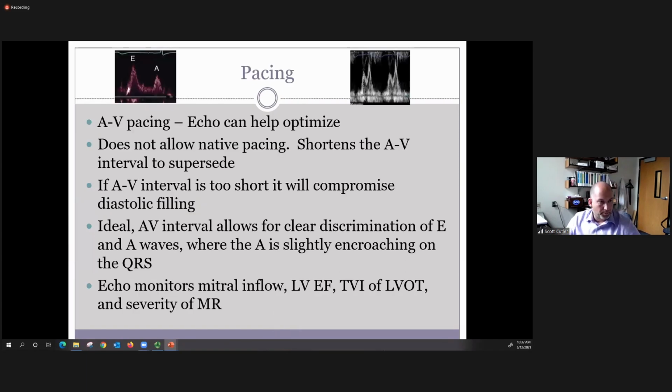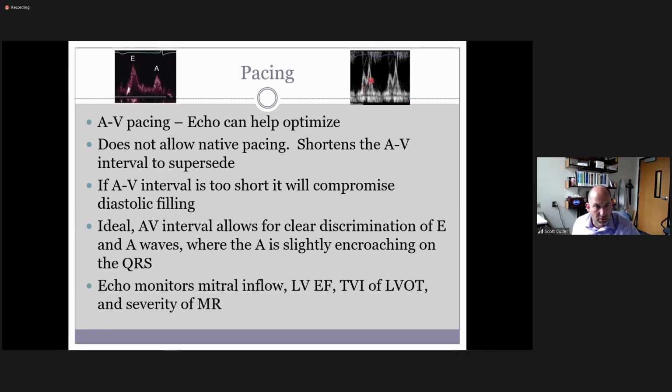Kind of cool stuff. Again, just a couple of waveforms that you can see. Here's our normal E and A waveform. This is what it looks like when, first of all, the E is shorter than the A, so therefore we know we've got at least impaired relaxation. And these waveforms are starting to merge on each other. I've got a diagram coming up in just a second that will help us see that a little bit better. But echo, again, can be used to help optimize that. Now, we can't do anything in the echo itself. We can simply look at the evidence that's there, and the pacing people will make adjustments to the pacemaker to adjust that accordingly.